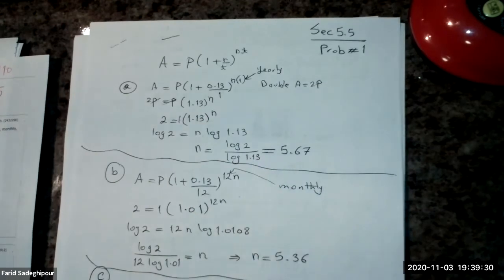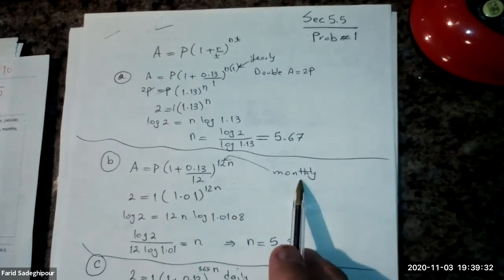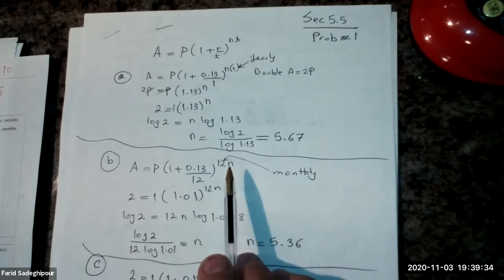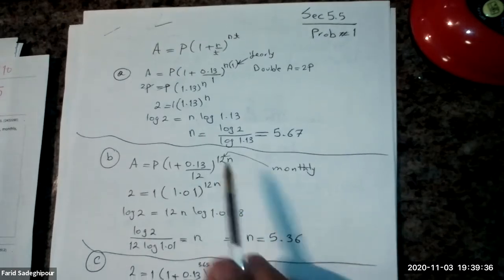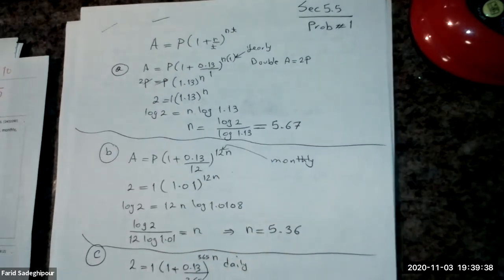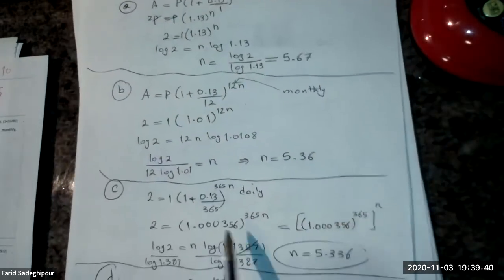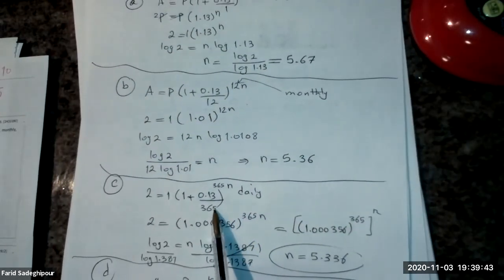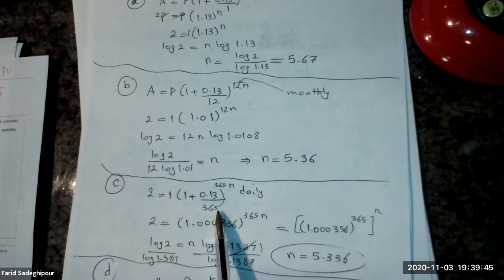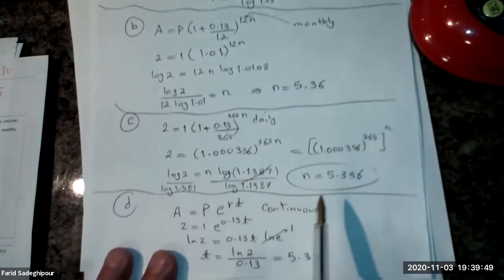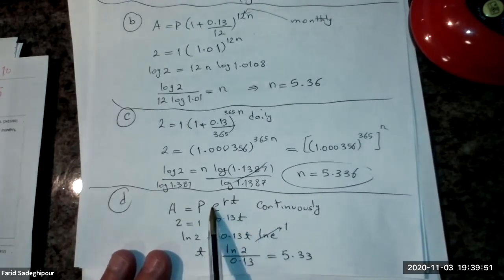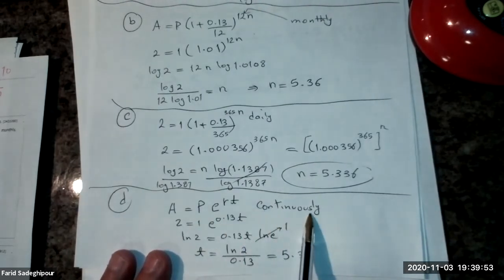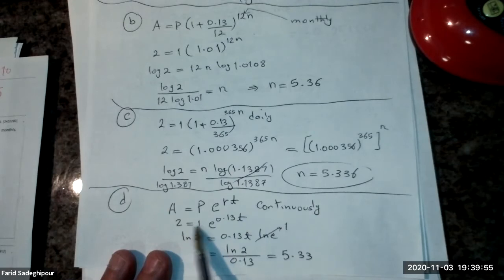Okay. And then different case. When it's monthly, then you put 12. When it's daily, you use 365. They do it 365 times in a year. There are 365 days in a year. So if it's continuous, then you have a different formula. This is for continuously. Still it's 2 to 1. You just need the R, which is 13% and so on.